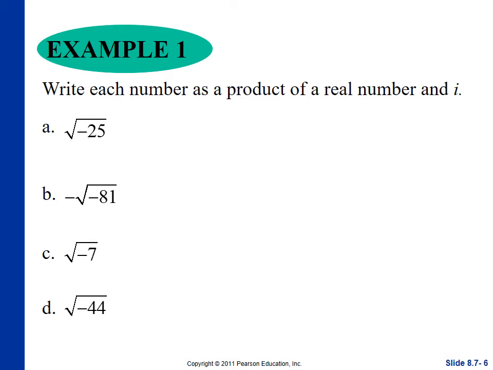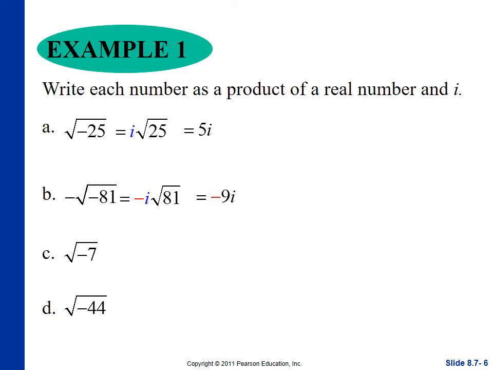So we know that we can break this into two parts, the square root of negative 25, and that's going to be equal to the square root of negative 1 times the square root of 25. So it's i times the square root of 25, so we would end up with 5i. Now we have negative square root of negative 81. So again, you're going to end up with negative i, and then the square root of 81 is 9. So this would be negative 9i.